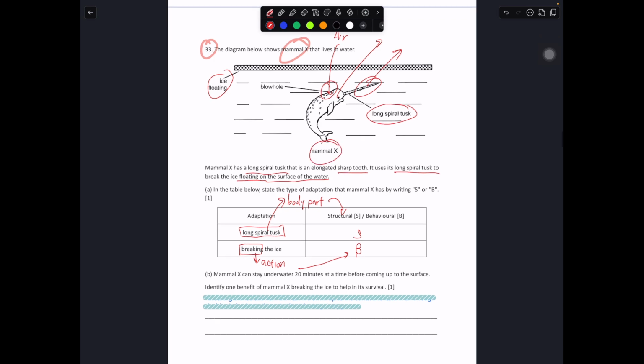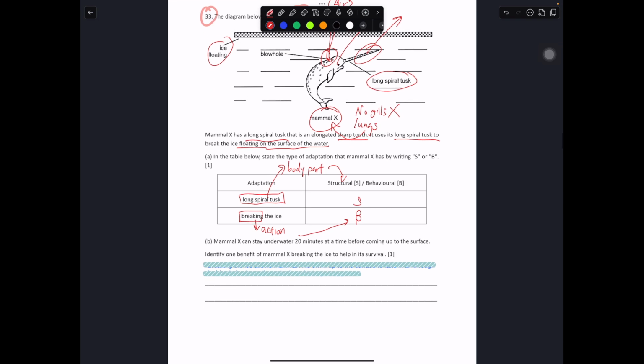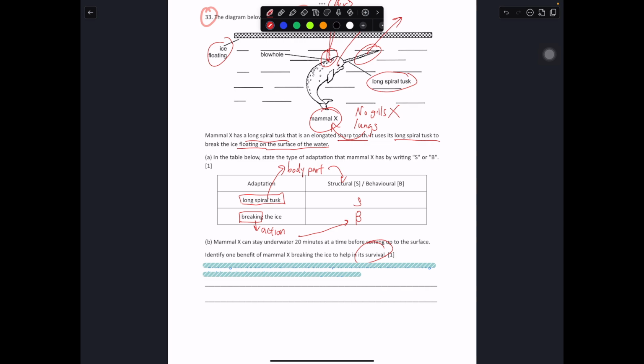So remember, these mammals, although they live in water, do not have gills. Okay, no gills. They cannot breathe through gills. They only breathe through lungs. It is a mammal. Mammals always breathe through lungs, even though it stays in water. So it goes up to the surface of the water, takes in air through its blowhole so that it can get oxygen. So in this part, survival really means getting air in order to survive.